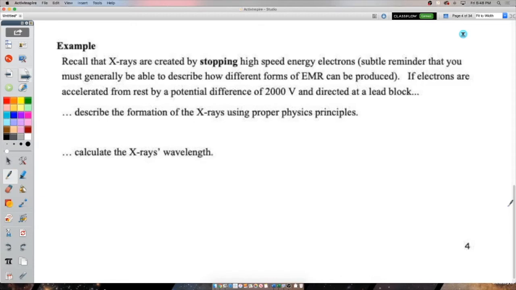Okay, now if electrons are accelerated from rest by a potential difference of 2000 volts and directed at a lead block, describe the formation of the X-rays using proper physics principles. So really all we need to think about here is Number 5, the conservation of energy, right? What do we have? These electrons, if we put them in an electric field where there's some potential difference, right? Well, now I just said it, potential difference. They have some potential energy, right? There's a difference in potential energy from where they are to somewhere else. So they have electric potential energy. As we allow them to accelerate through that, we allow that potential to live up to its potential and become kinetic.